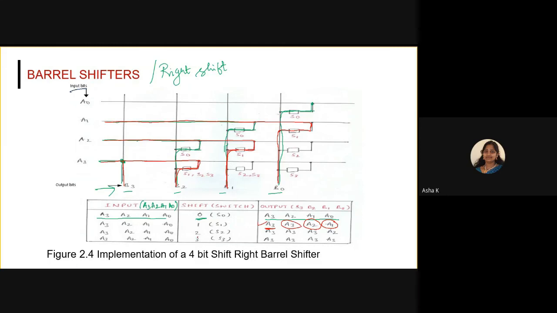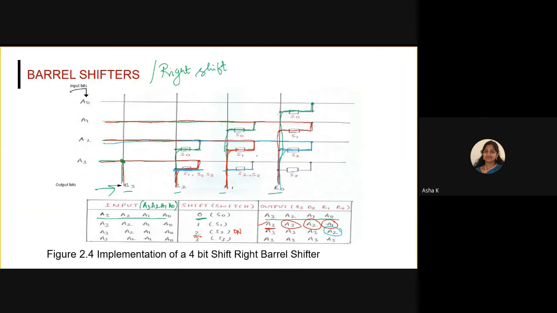Coming to the next, I want to perform shift right operation two times, towards my right hand side, two positions. Towards my right hand side two positions means the S2 switch is on. When S2 switch is on, this is on here and this is on here and this S2 switch is also on here. So when it is on, just observe your B0 output. The B0 output depends on A2. So B0 is equal to A2.